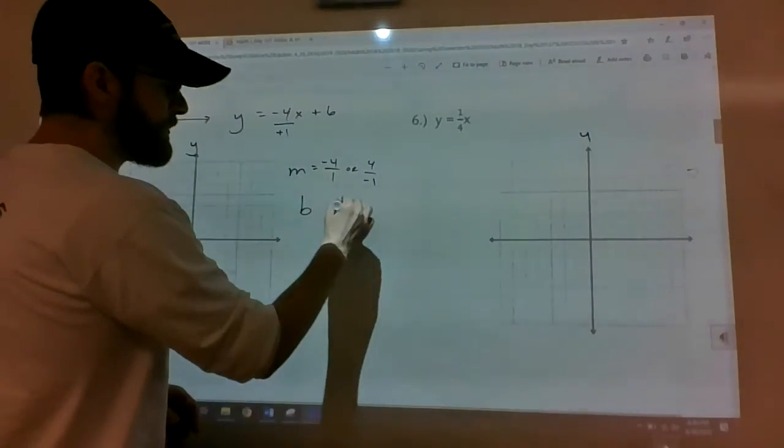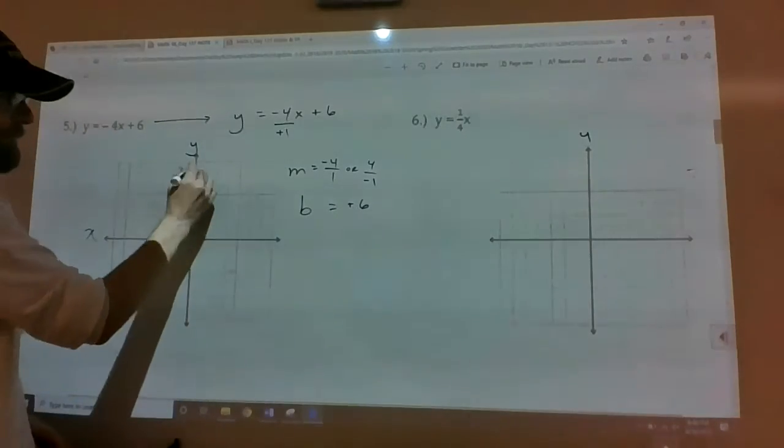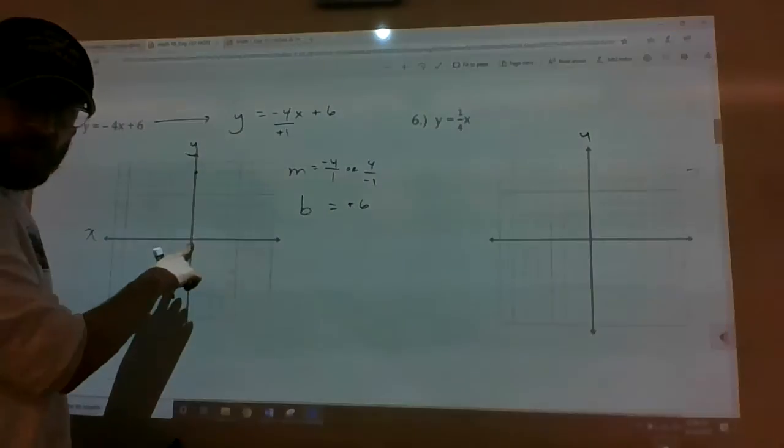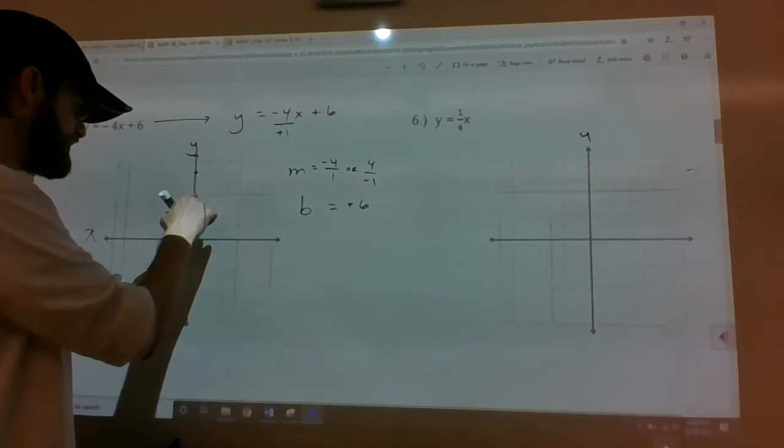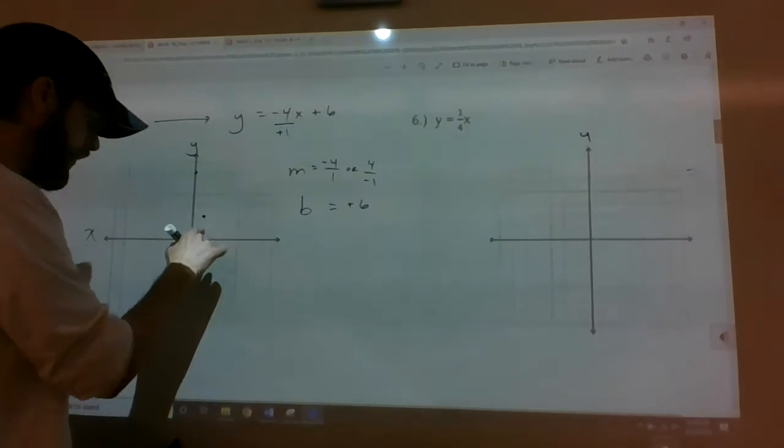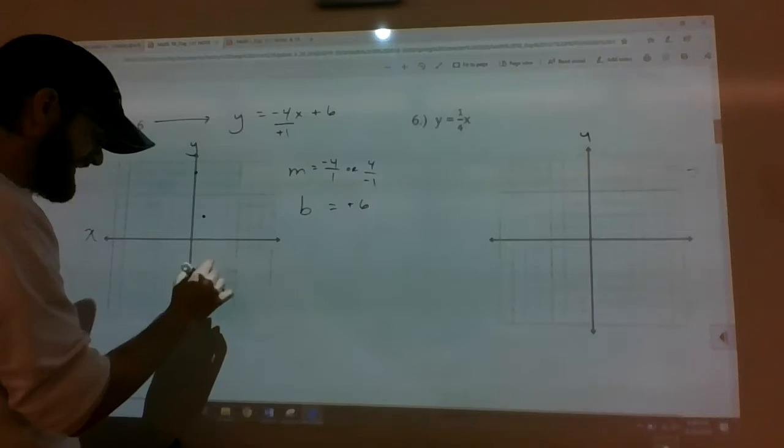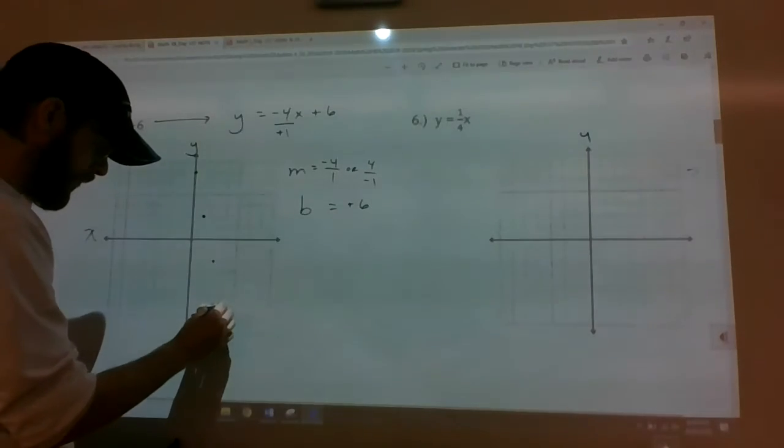And then our b is equal to positive 6. That means go 6 above the origin on the y-axis. Then you're going to go down 1, 2, 3, 4, right 1, down 1, 2, 3, 4, right 1, down 1, 2, 3, 4, right 1.